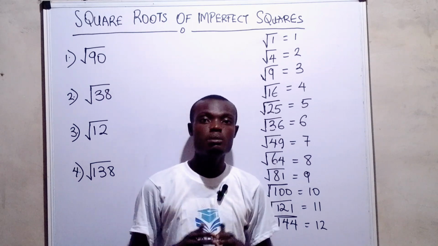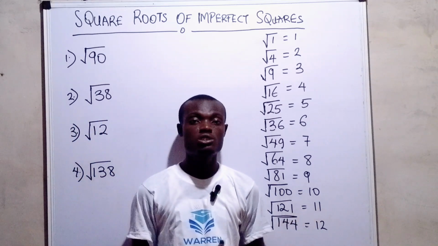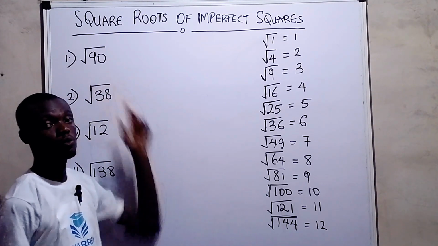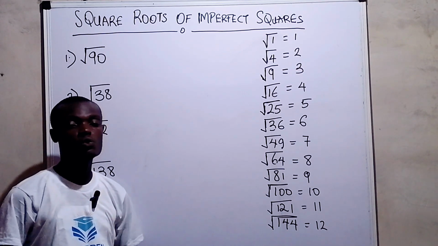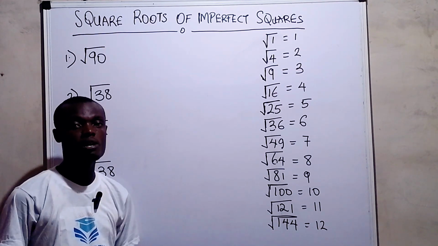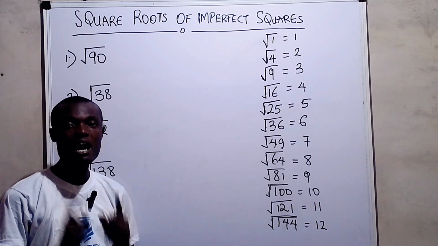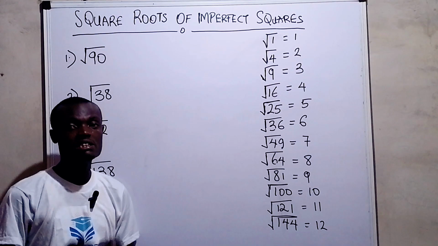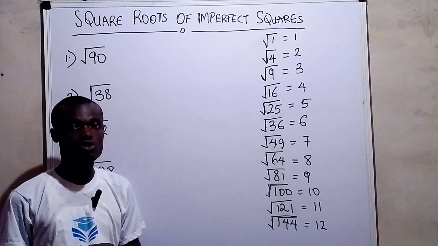So in the course of this video, I'm going to show you a simple math trick by which you can get the square root of 90, 38, and other imperfect squares without a calculator. So let's come to our first example, which is the square root of 90. When we have an imperfect square and we want to get the square root of that number, what do we do? The first thing we have to do is to look out for the closest perfect square that does not exceed that number.